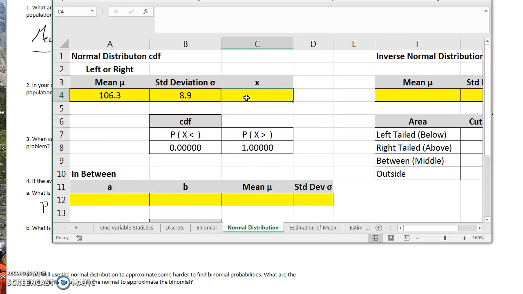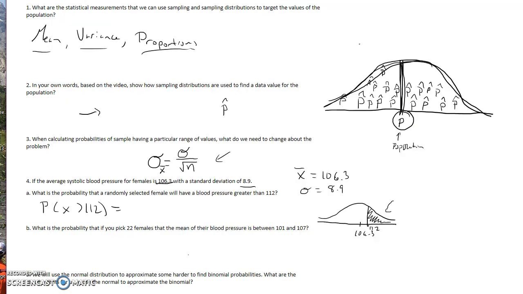And we are going to find the probability that it's greater than 112, right? So we're going to select the values that give the probability of selecting a single person whose blood pressure is greater than 112, which is 0.0619. We'll round that, or about 6.2%.